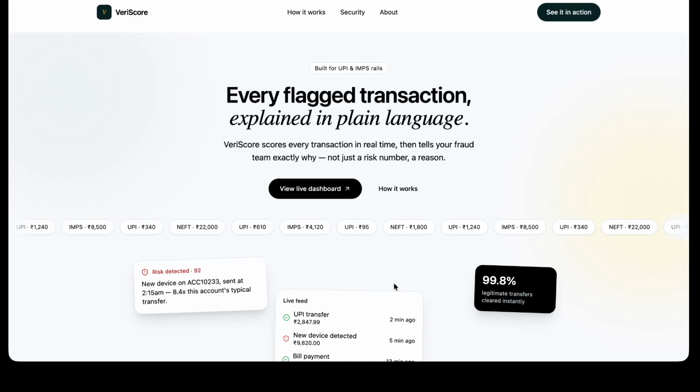Hi, I'm Abhinav Pal, an engineer from BITS Pilani. My teammate Shom Sharma and I built VeriScore together for the Finspark Hackathon 2026.